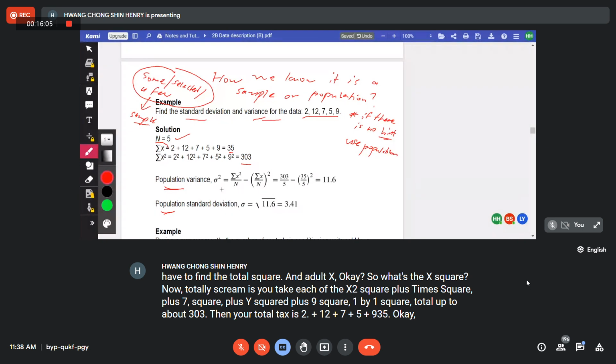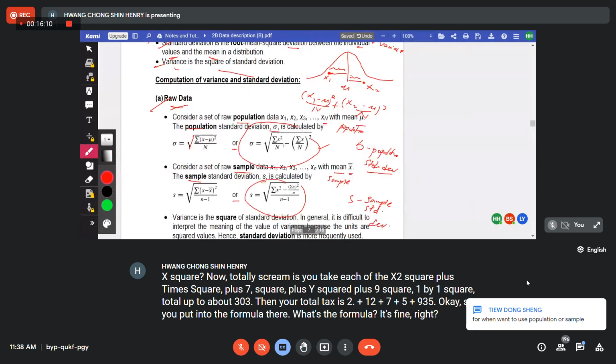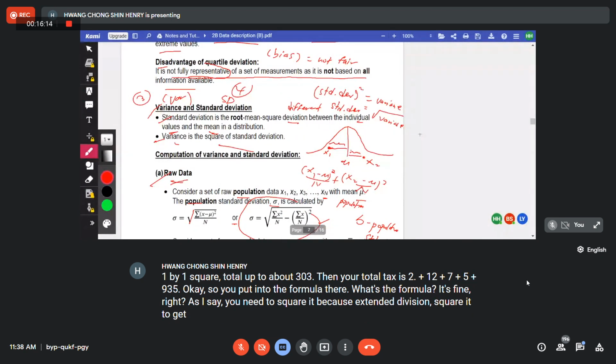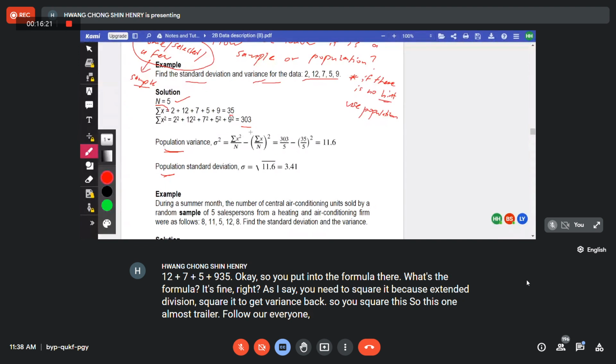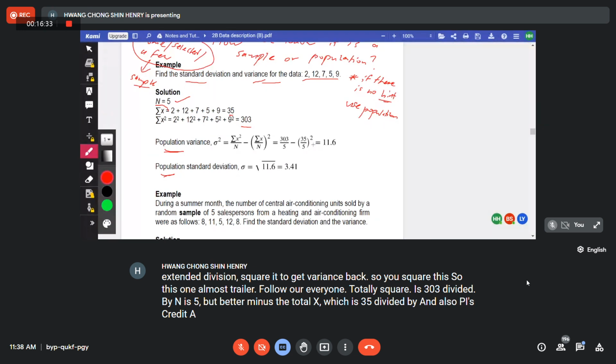So you put into the formula there. What's the formula? This one, right? As I said, standard deviation, you square it to get variance, so this one is no more square. Follow everyone. Total x squared is 303 divided by n, which is 5, minus the total x, which is 35, divided by n also 5, squared. When you use the calculator, you get 11.6, right? You can try now, everyone.